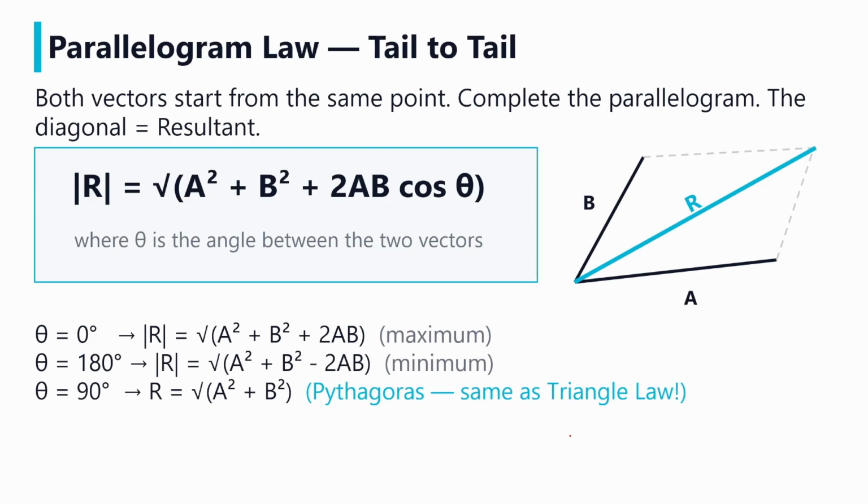So here are some special cases you need to know. If theta is 0, the resultant is maximum. If theta is 180, the resultant is minimum.